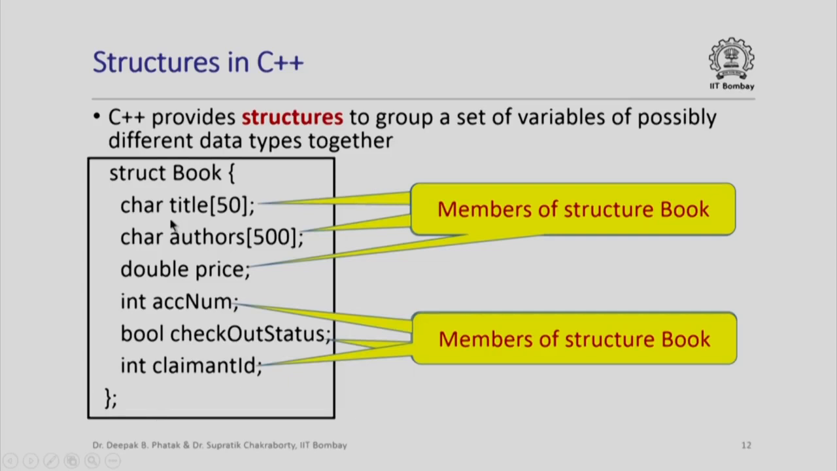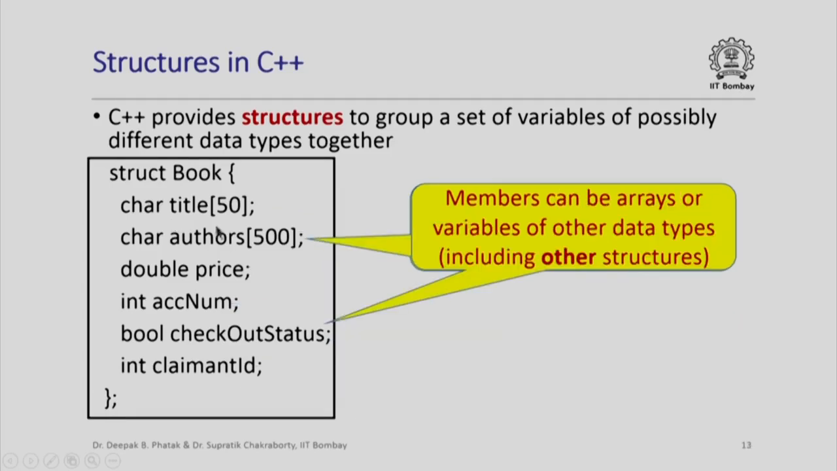These are also called members of the structure book, and note that members could be arrays of other data types or simply variables of other data types. This other data type that we are talking about need not be a primitive data type; they could indeed be other structured data types, and we will see later in the course how within a structure I could have variables or arrays of another structured data type.